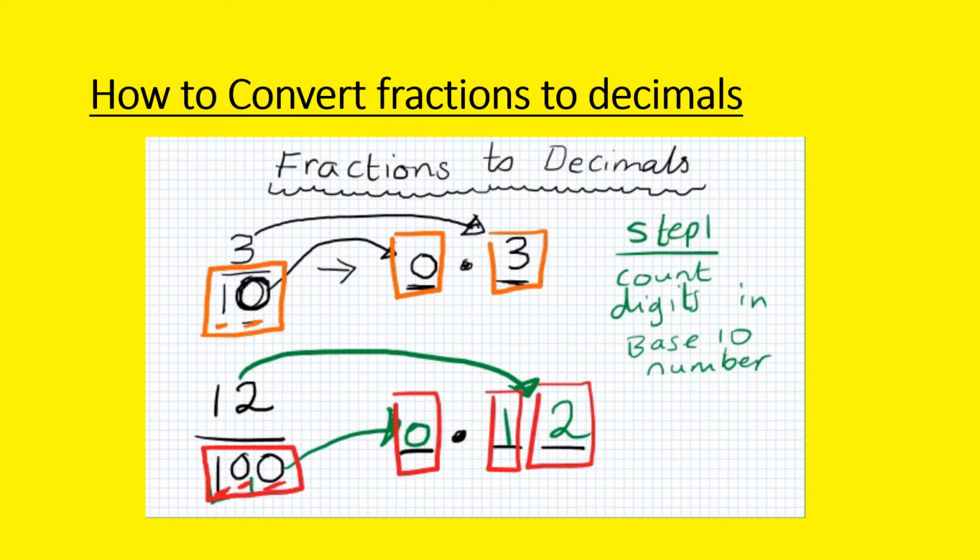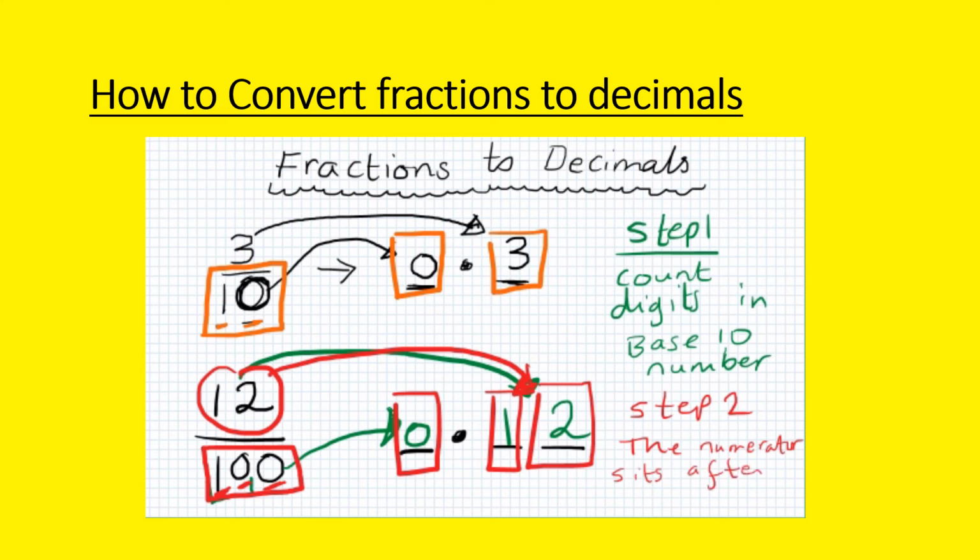So the number at the top here went after the decimal point. So let's put that down as step 2. Step 2, the numerator sits after the decimal point.